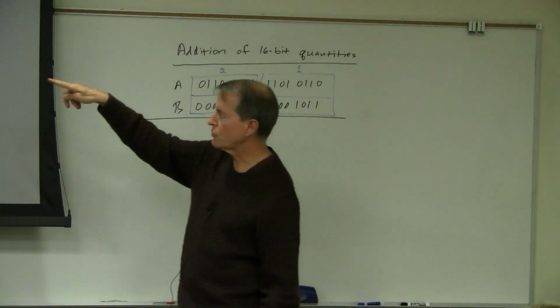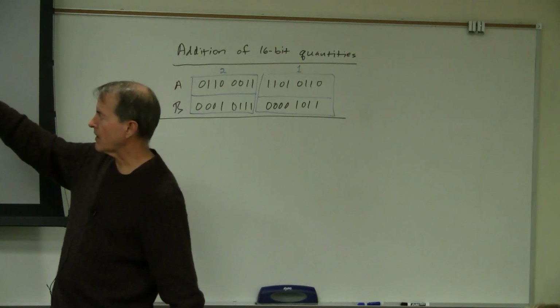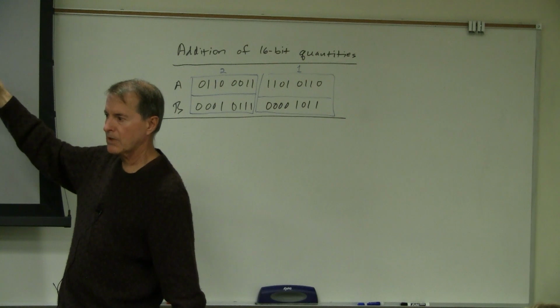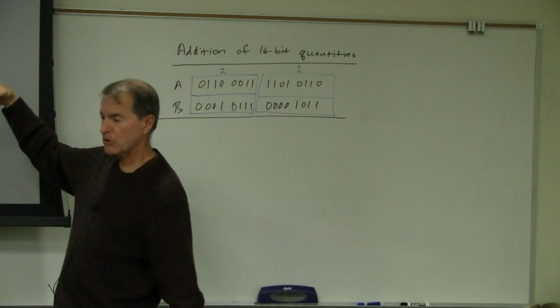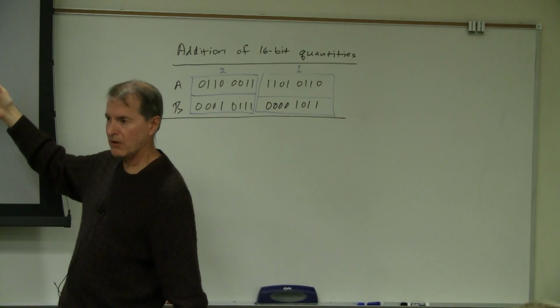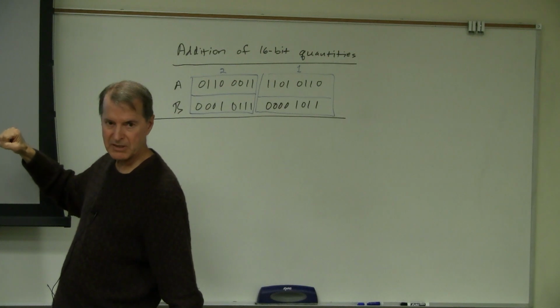So you see we use function 1 and function 2 of the ALU to add 16-bit quantities. And we do the low order byte first, and then we do the high order byte. Is everybody with me on this?